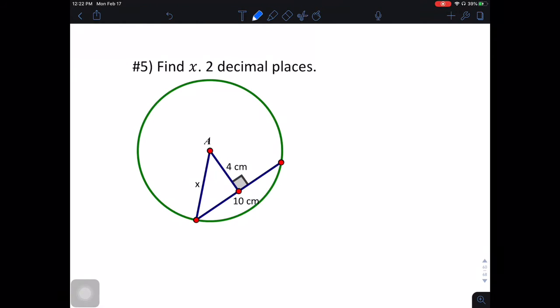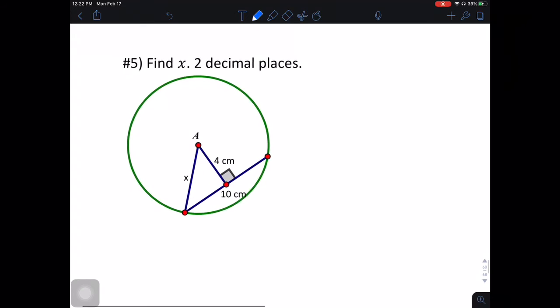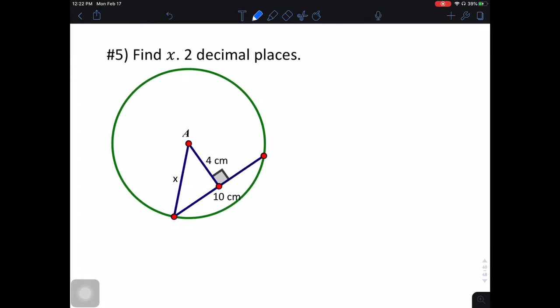Find x, 2 decimal places. Well, one of the theorems that we had on the front is that if a segment hits a chord at a perpendicular, then it cuts the chord in half. So if 10's the whole thing, each of these have to be 5.